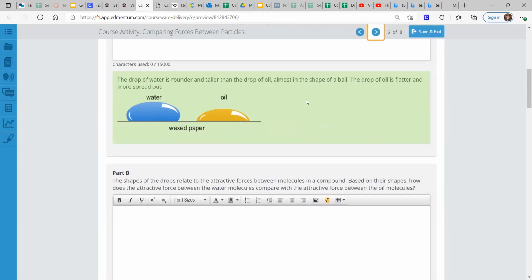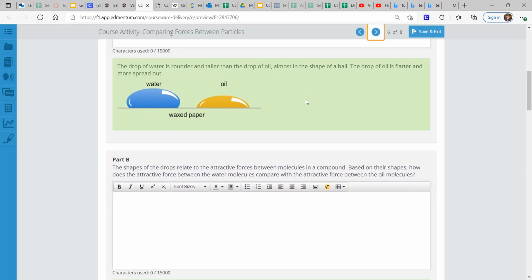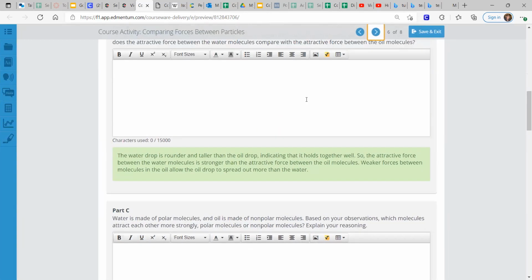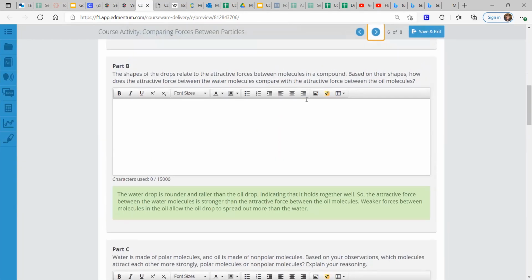The drop of water should appear rounder and taller than the drop of oil. Water should be almost in the shape of a ball. The drop of oil is flatter and generally more spread out on the waxed paper. The shapes of the drops relate to the attractive forces between molecules in a compound.